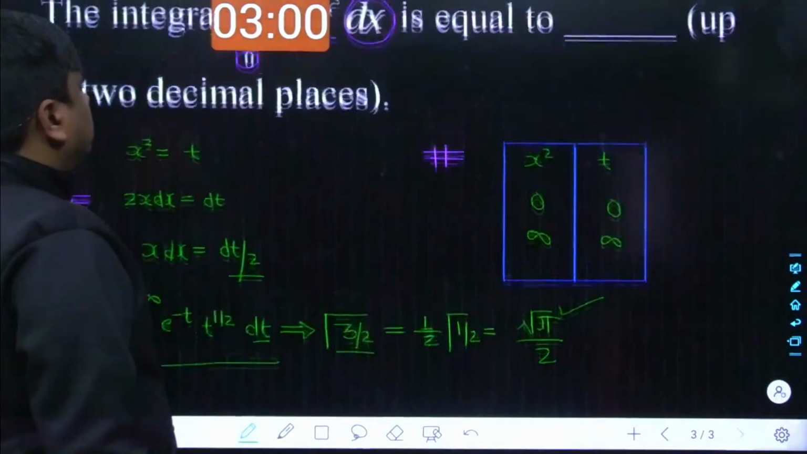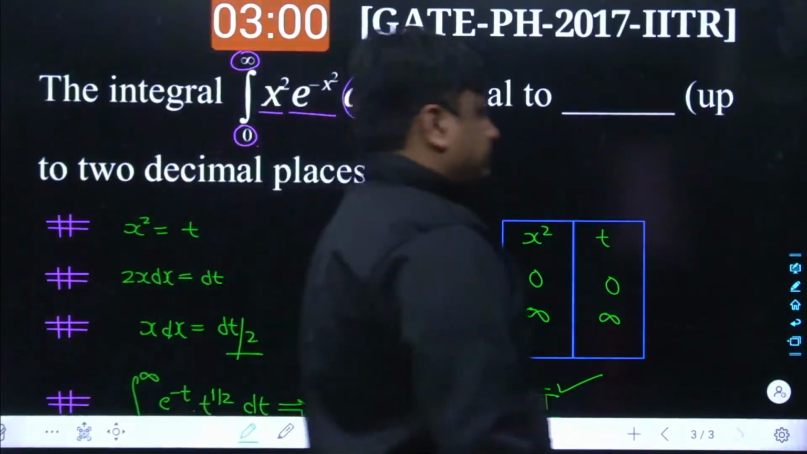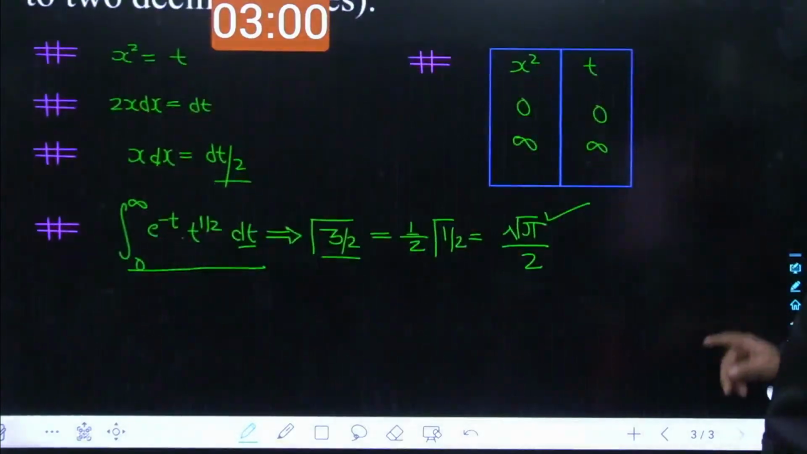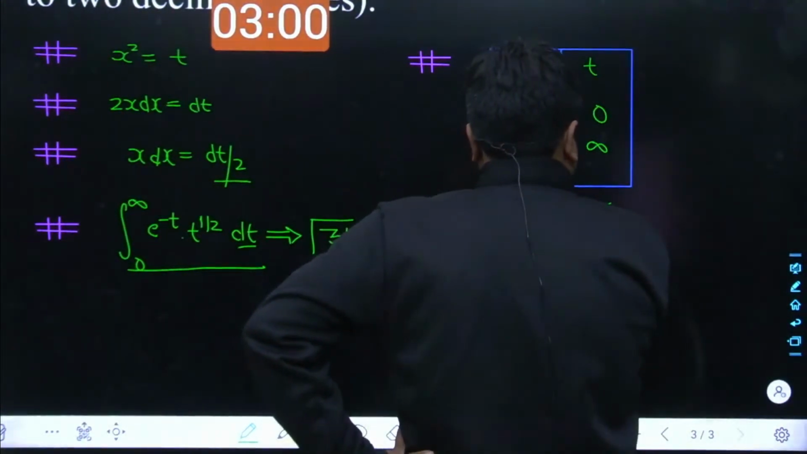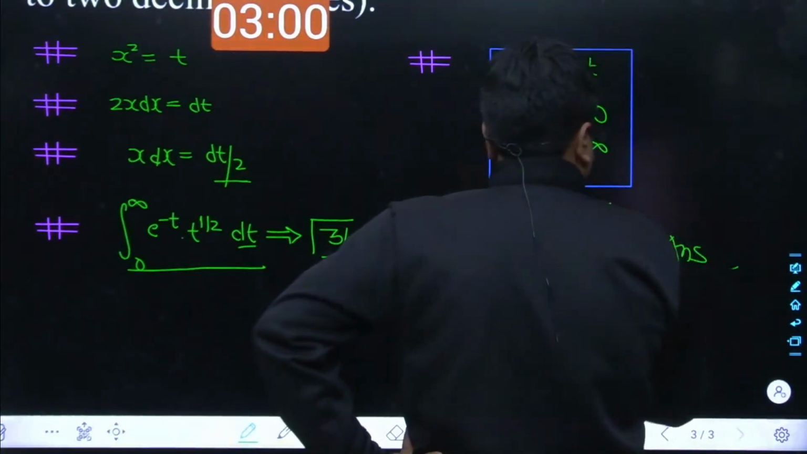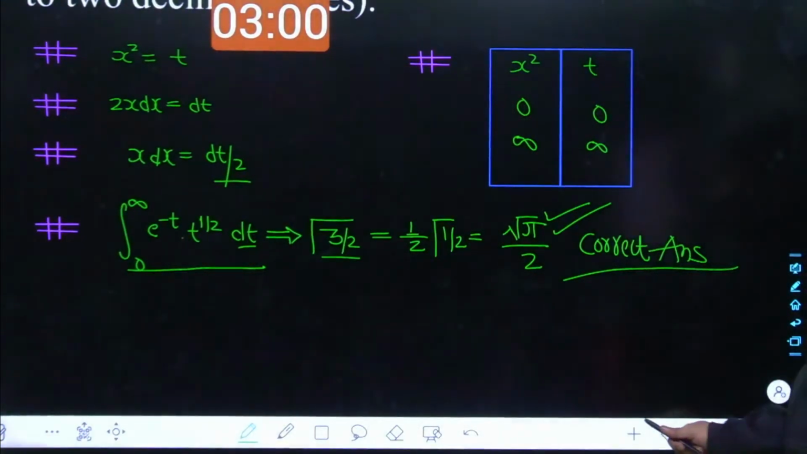Root pi over 2. So this has been the answer over there. Root pi by 2. And this has been the correct answer. Agreed now? So this part must be clear to all of us.